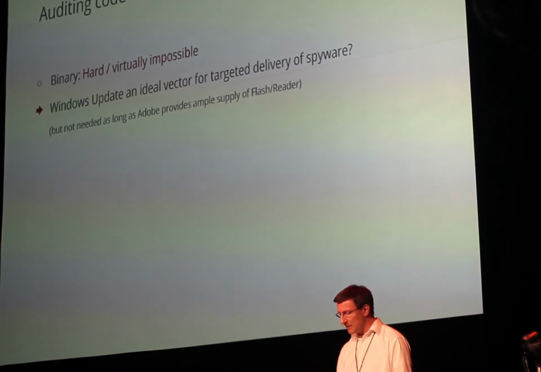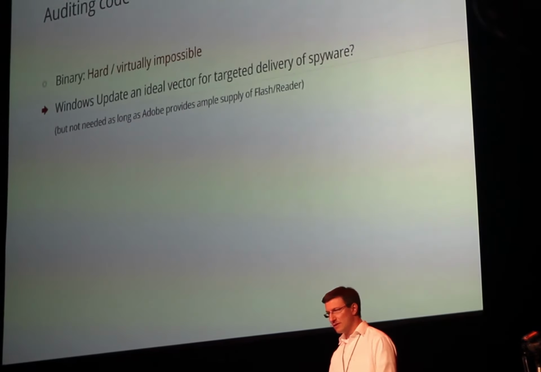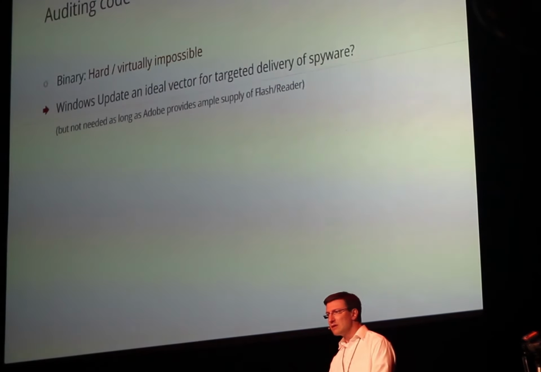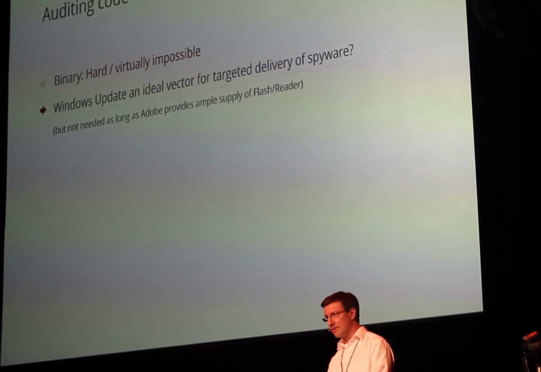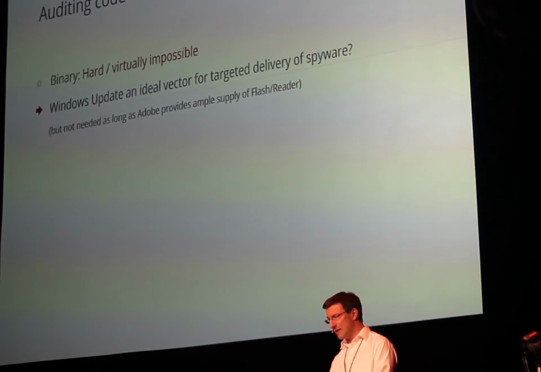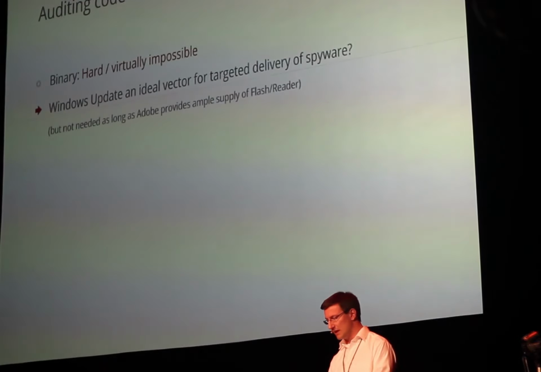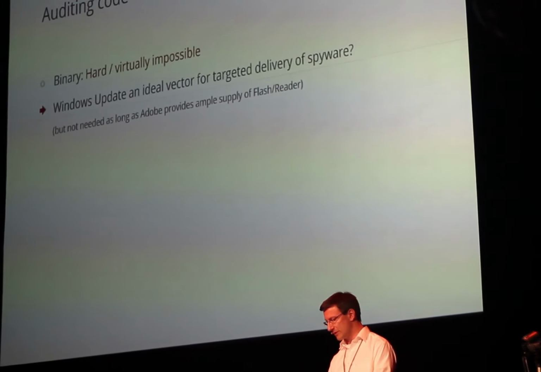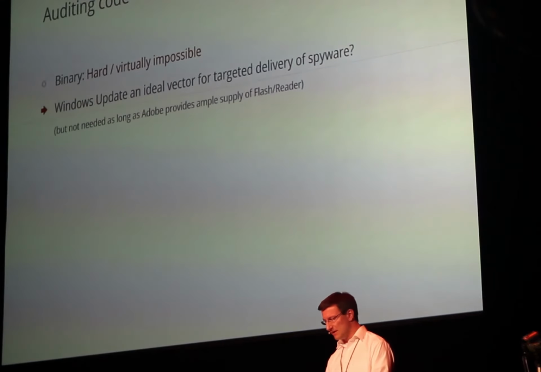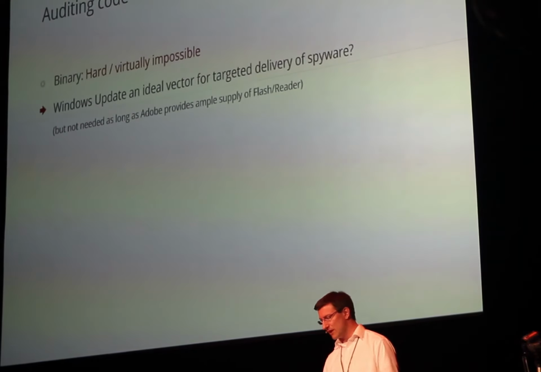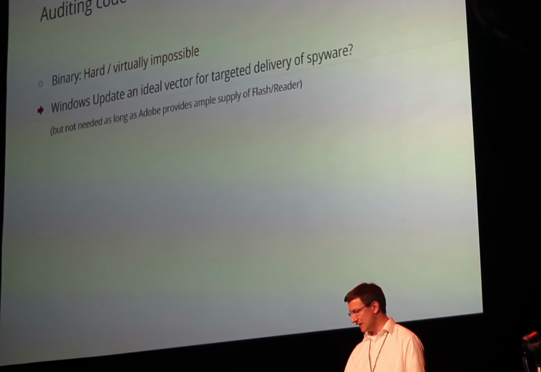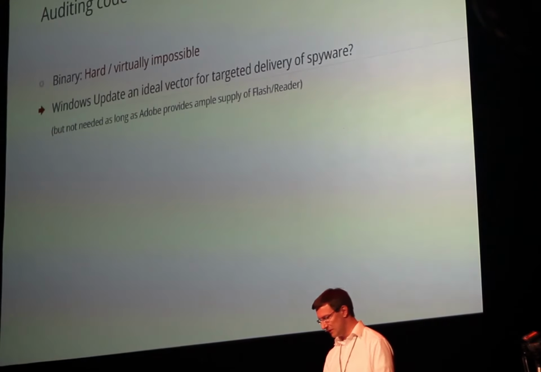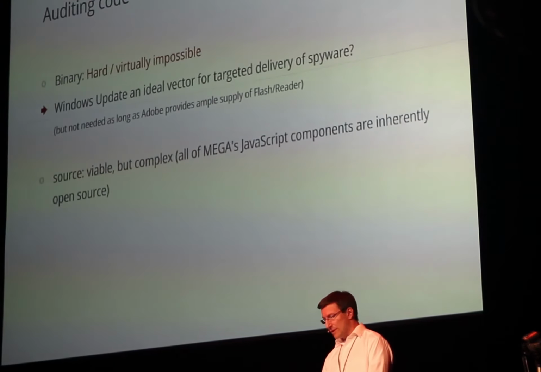So in theory, Windows Update is a good vector for the targeted delivery of spyware. We don't know of any case where a commercial software vendor has used the auto-update mechanism to actually Trojan a user upon the request of a government or a law enforcement agency. But it's not really needed because the user is likely to run Flash or Adobe Reader, and there's surely some 0-day available for that. With source code, it's a bit easier, but still complex.